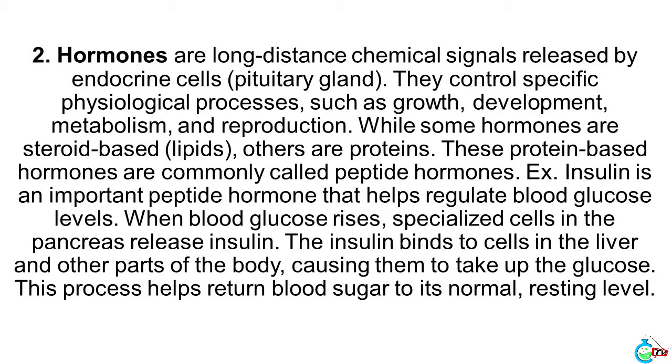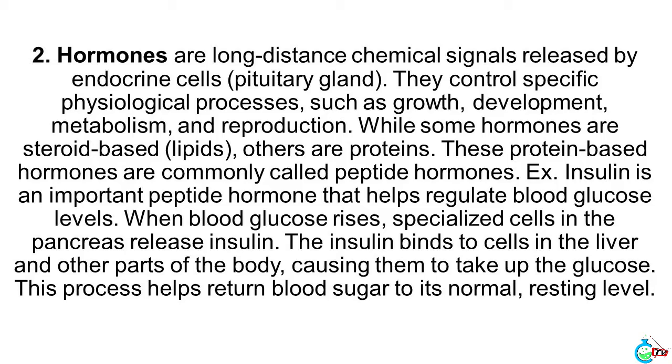2. Hormones are long-distance chemical signals released by endocrine cells, such as the pituitary gland. They control specific physiological processes, such as growth, development, metabolism, and reproduction. While some hormones are steroid-based, lipids, others are proteins. These protein-based hormones are commonly called peptide hormones.